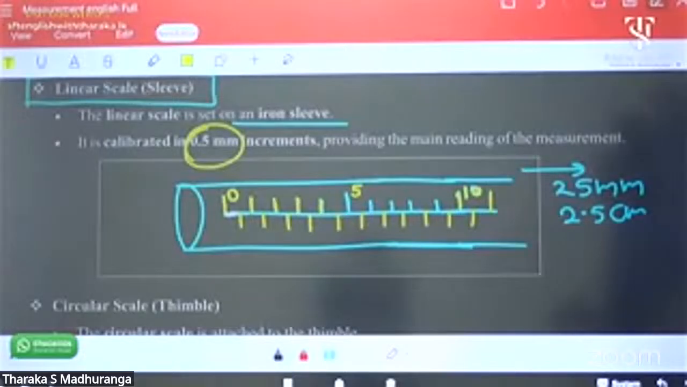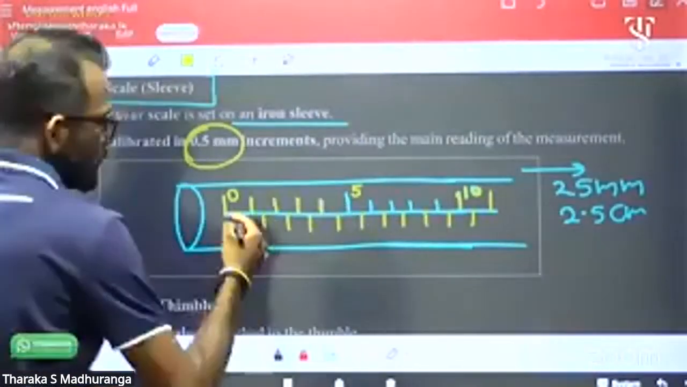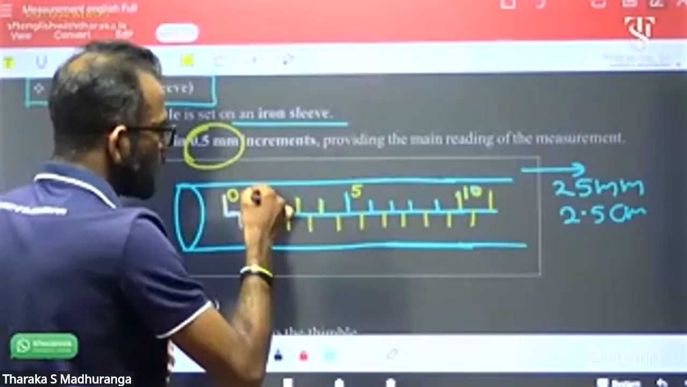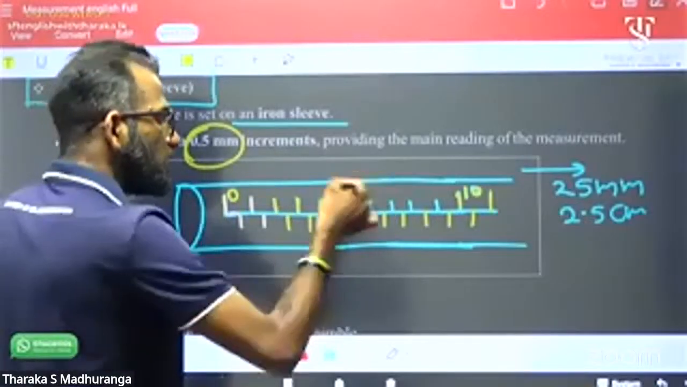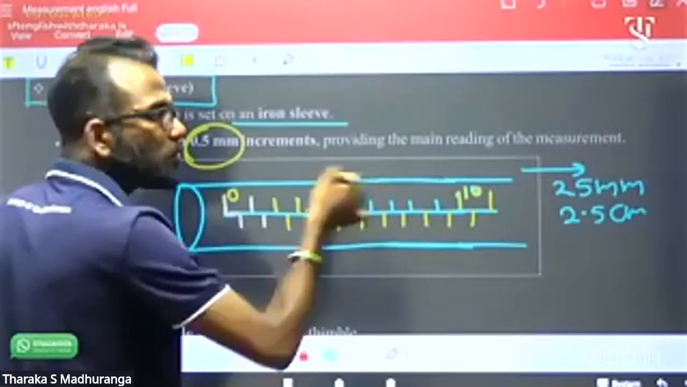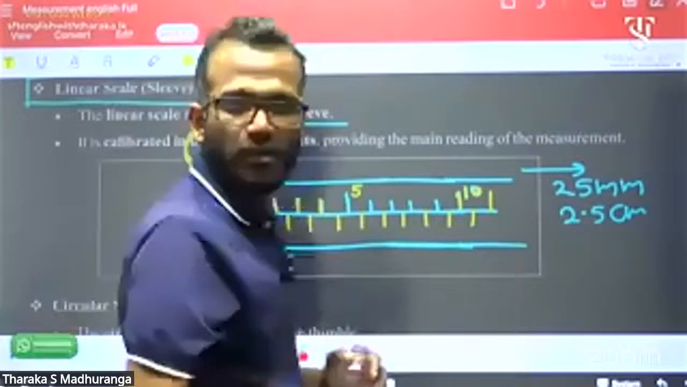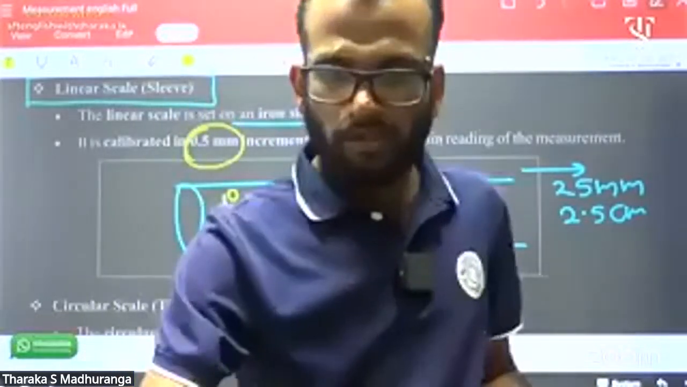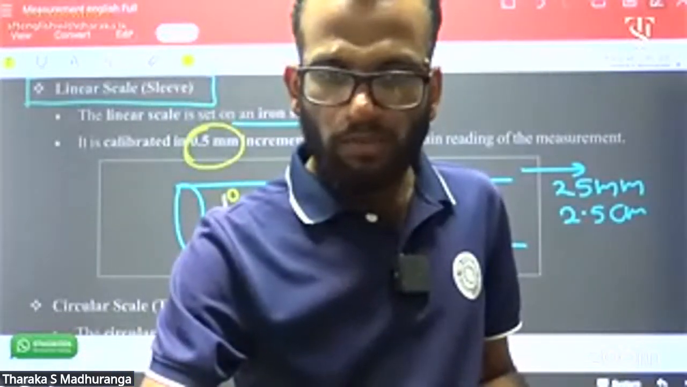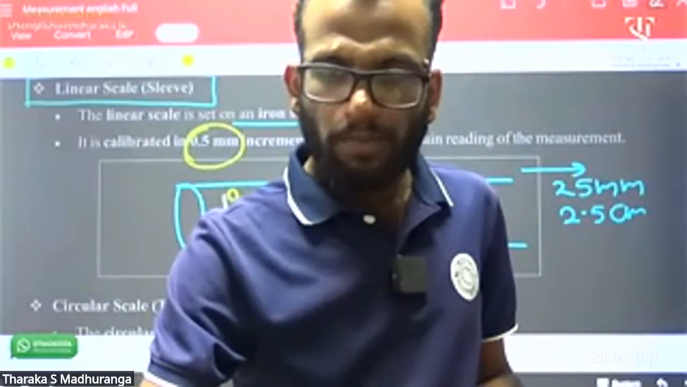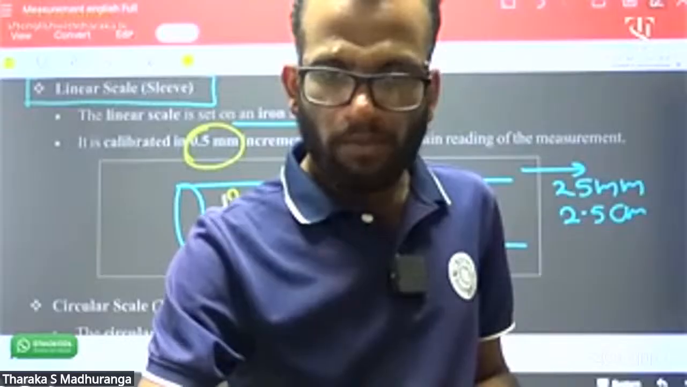Okay, please draw this and clearly draw these readings 0, 0.5, 1, 1.5, and values given 5 by 5. Values are given 5 by 5: 0, 5, 0, 5, like this. Okay, see the actual one. It's calibrated in 0.5 parts, and values are given 5 by 5.